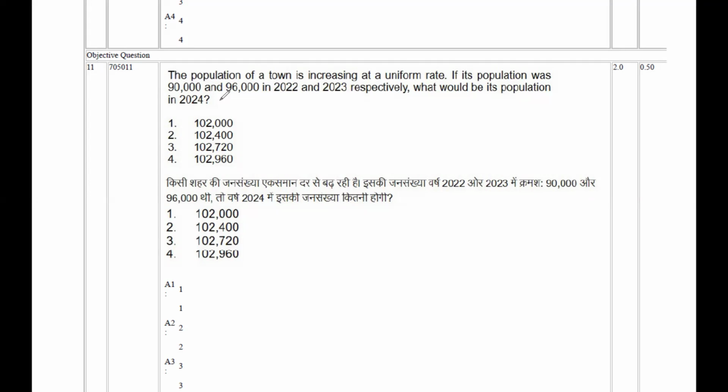So, the population of a town is increasing at a uniform rate. If its population was 90,000 and 96,000 in 22 and 23 respectively, what would be its population in 24? So, the key word is uniform rate. Find out the increment from 22 to 23. So the increment is 6,000 over 90,000.